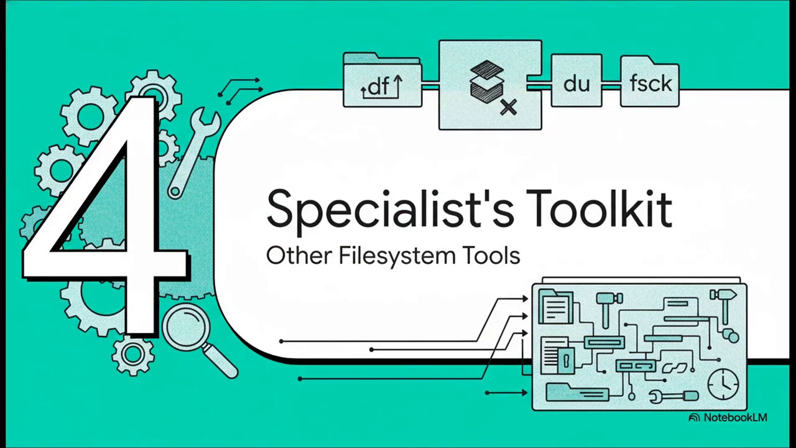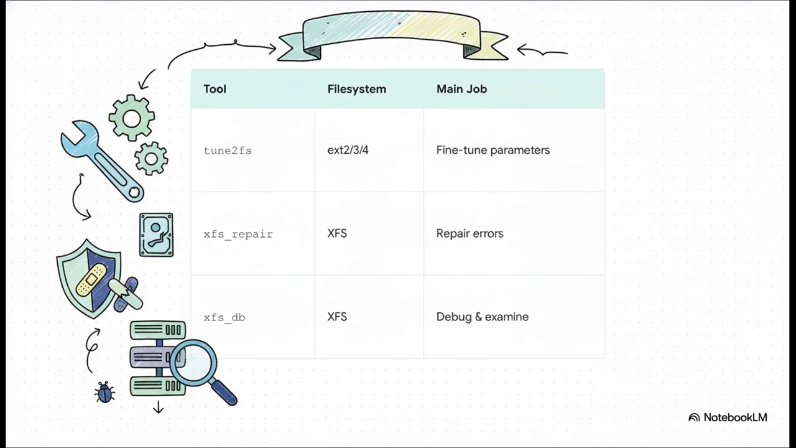So df, du, and fsck, those are your daily drivers. But every now and then, you need a specialist. Different file systems have their own set of unique utilities, and for the LPIC-1, you definitely need to be aware of them. This little table is perfect for your study notes. For the common ext file systems, we have tune2fs, which lets you tweak different parameters.